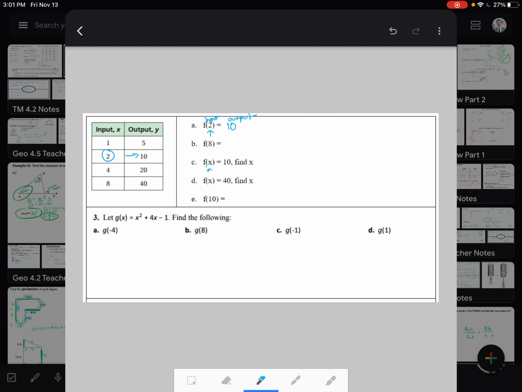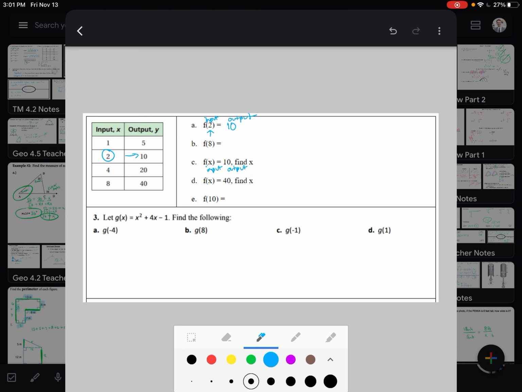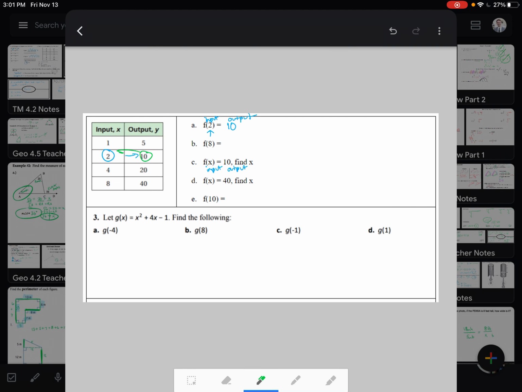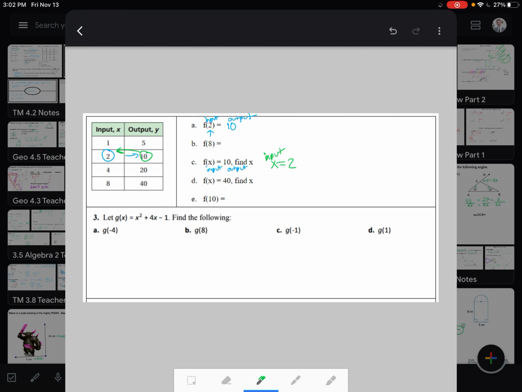Well, sometimes we don't know our input, but we do know our output. So in this case, they give us the 10 first, and I'll do this in a different color. We're given the 10 first, and we go backwards. So we see when the output is 10, or when it costs $10, we know that Mr. Reardon is buying 2 bags of popcorn. So that gives us our input value. So we know our input is 2 if our output is 10. So a little bit of practice there for evaluating with tables. Again, no calculator work needed there. Just literally looking at the table, what's the input, what's the output, trying to match them up.